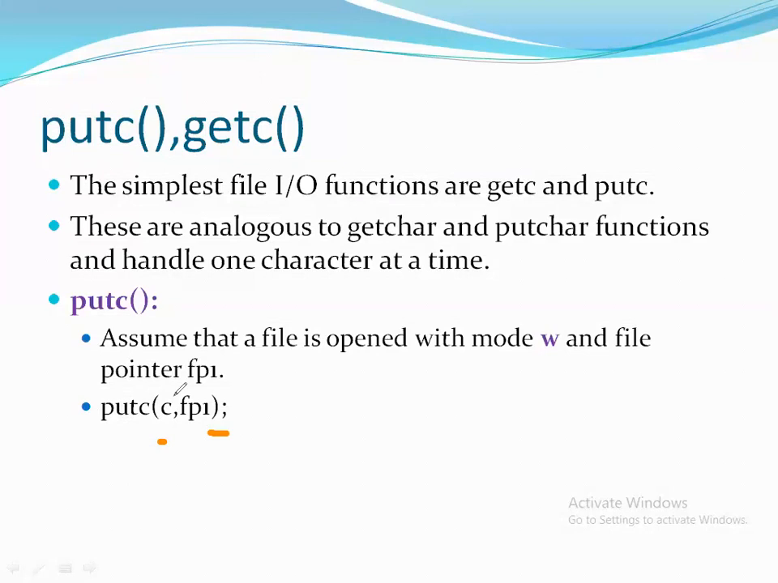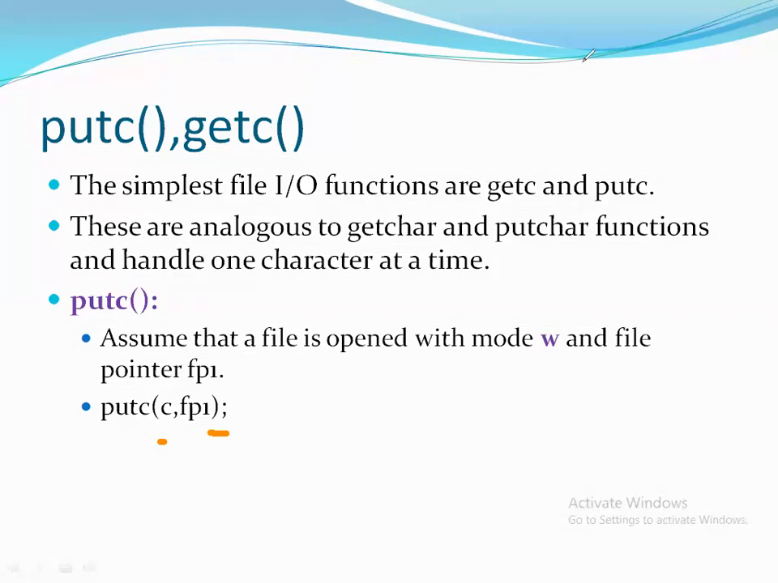Next, C. What is C here? It is a variable. What is the type? Character type. So at a time C can hold one character. That one character is copied, pushed into the FP1 pointer. What is the FP1 pointer? Whatever file we opened there, into that file the character is passed. So that is a writing operation with the help of putc.